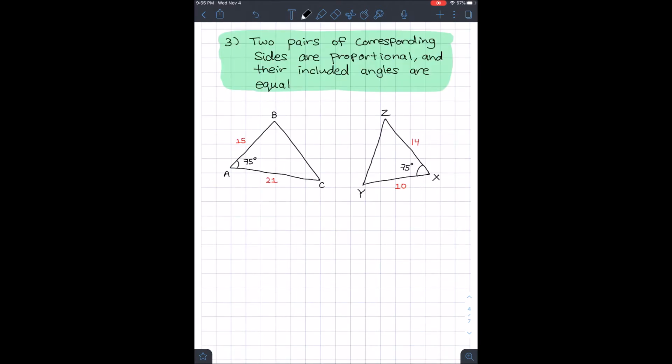Now the last condition that tells us if two triangles are similar is if two pairs of corresponding sides are proportional and their included angles are equal. First of all, you may be wondering what an included angle is. Well, an included angle is just an angle that is in between two side lengths. So if we take a look at the first triangle, for example, over here, we have a side length of 15 and 21. And in between those two sides, we have an angle of 75 degrees. That is what we call the included angle.